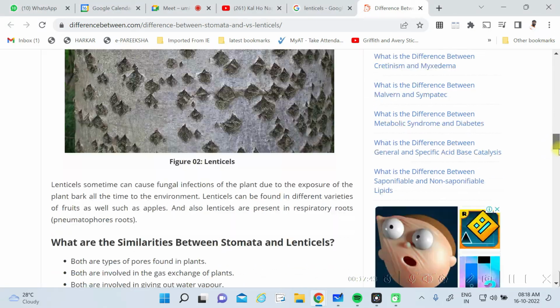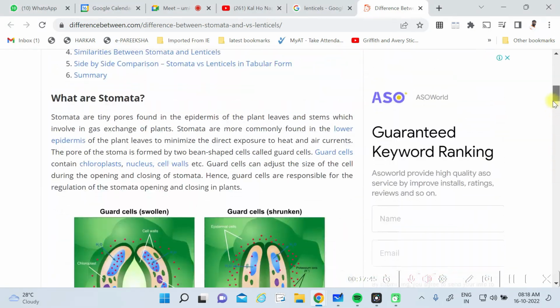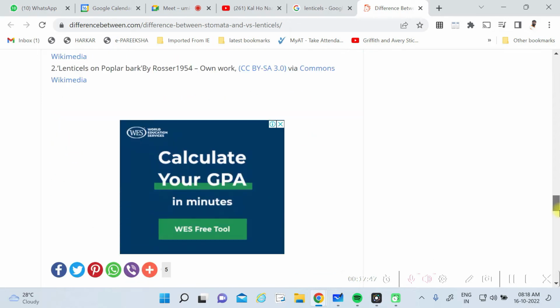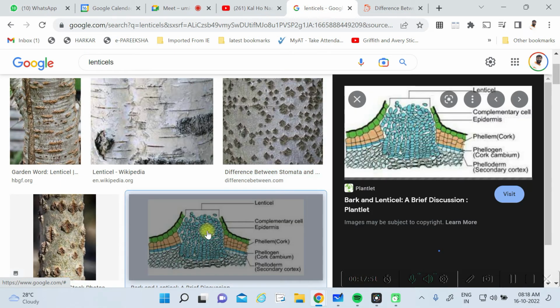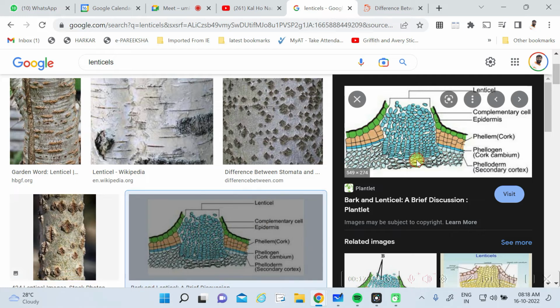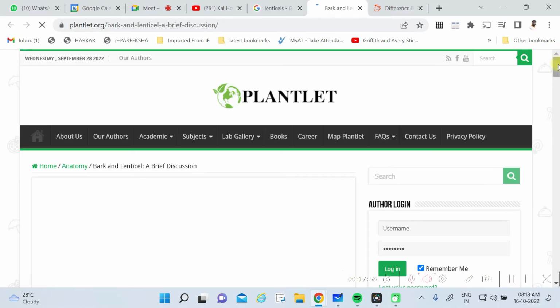Now let me tell you one thing. If it is in a different form, let us see. So this is the structure which shows how the lenticels look internally.